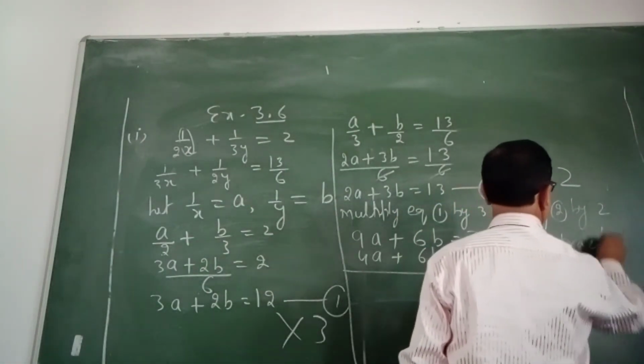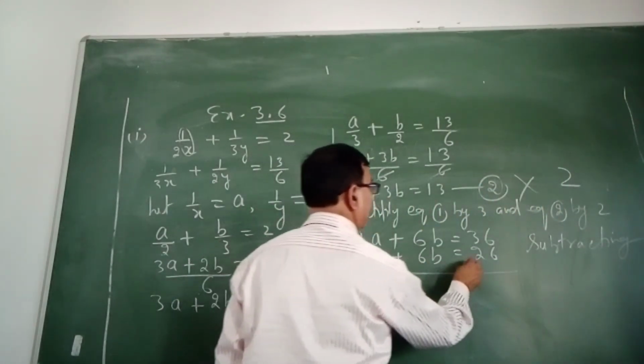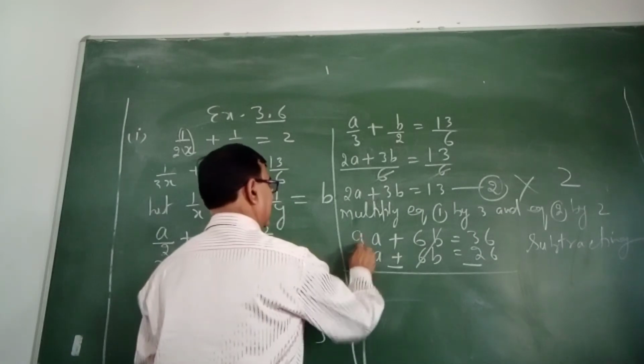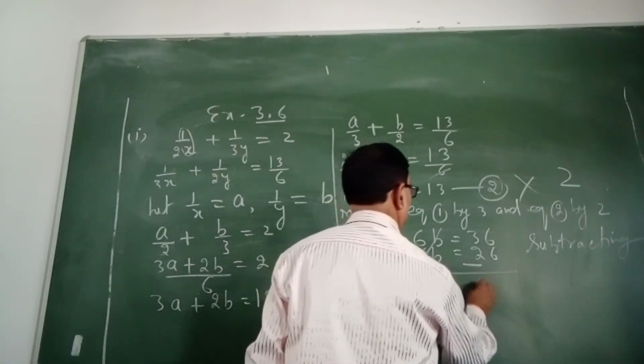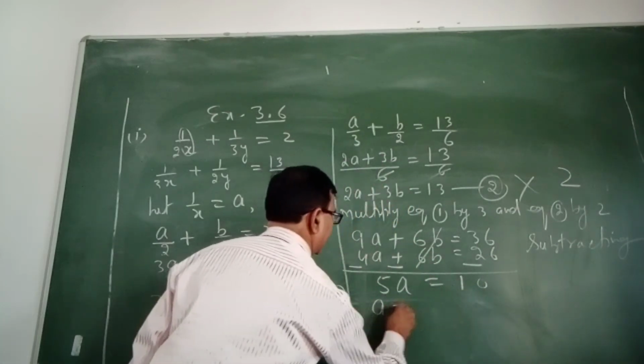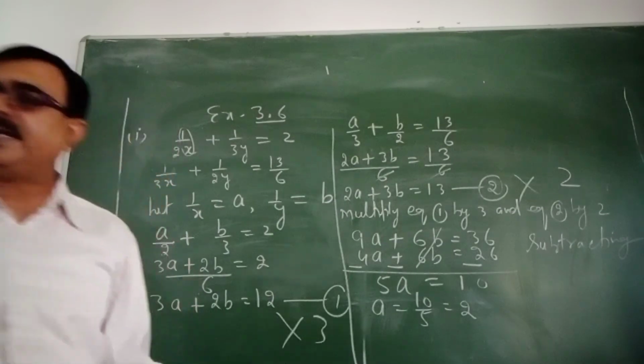Now on subtracting, minus and minus, this cancels here. 9 minus 4, 5a is equal to 36 minus 26, which is 10. a is equal to 10 upon 5, which is 2. So the value of a is 2.